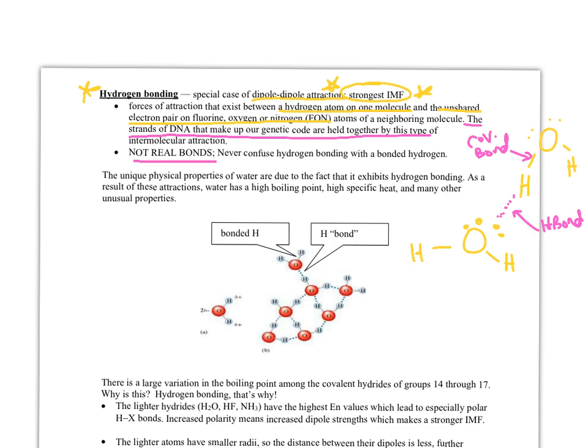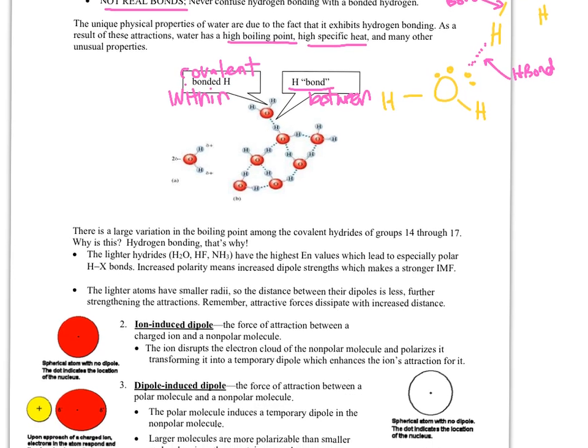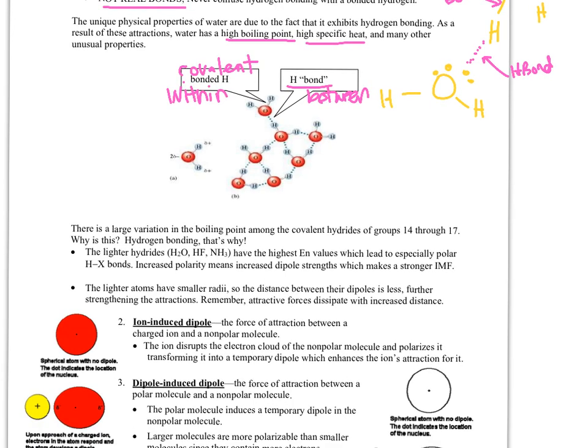The unique physical properties of water are due to the fact that it has hydrogen bonding. So it has really high boiling points and high specific heats. That's because there's a strong attraction. So you can also see in this picture, again, reminding you the hydrogen bond is between the molecules, right? And the actual bond, or covalent bonded hydrogen, because that's what it is, is in the molecule. So there's a difference there. You have to make sure you understand those differences and you don't confuse them. Because if you refer to it the wrong way on the test, it's wrong.